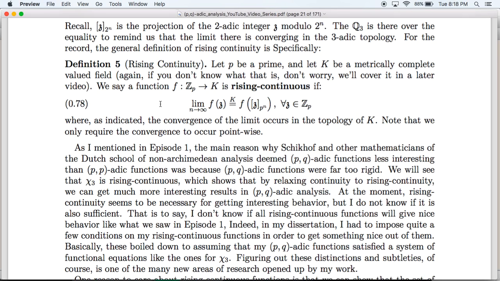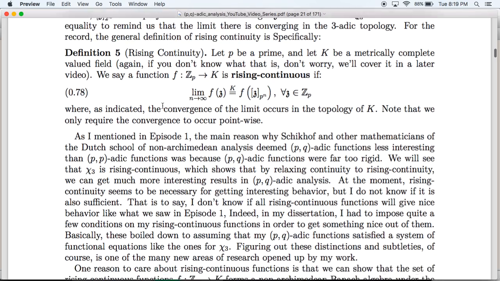How restrictive do we have to get on our rising continuous functions? How many conditions do we have to impose to get something interesting out of them? And then, once we've done so, how do we work with them as spaces, etc., etc.?